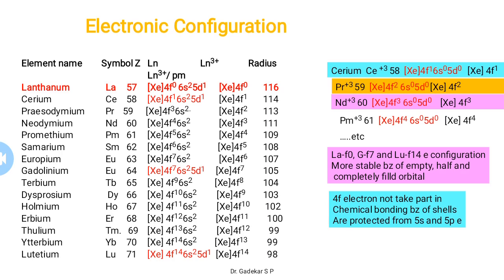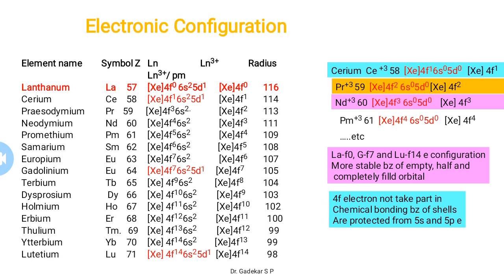Okay, so this is the oxidation state. Cerium shows 2 oxidation states, plus 3 as well as plus 4. In the lanthanide series the common oxidation state is plus 3, and it also shows plus 4. There are only 2 oxidation states, plus 3 and plus 4.